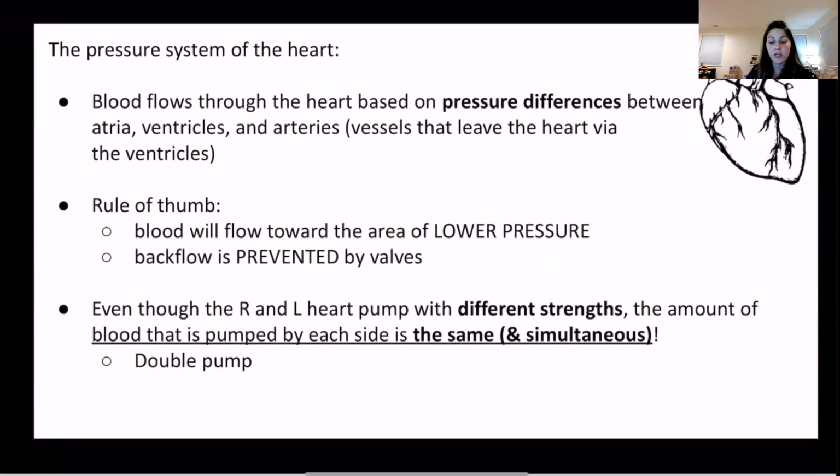Okay, we're going to move on into the pressure differences in the heart. I think I'm going to pause this recording, get a drink of water, and come back.